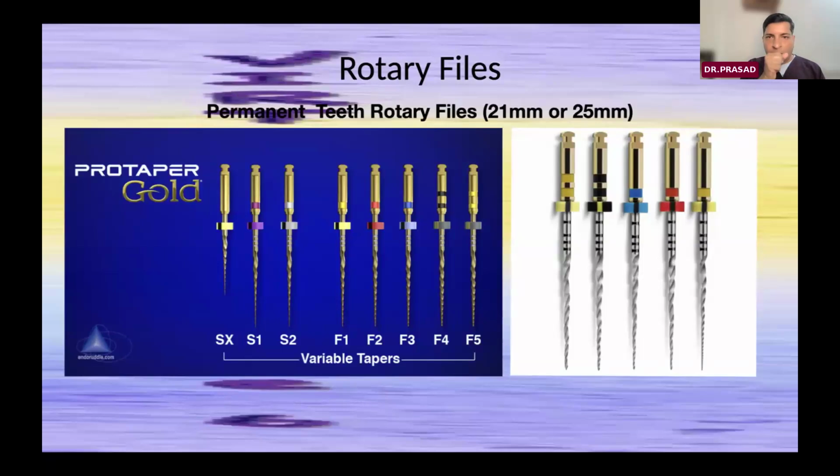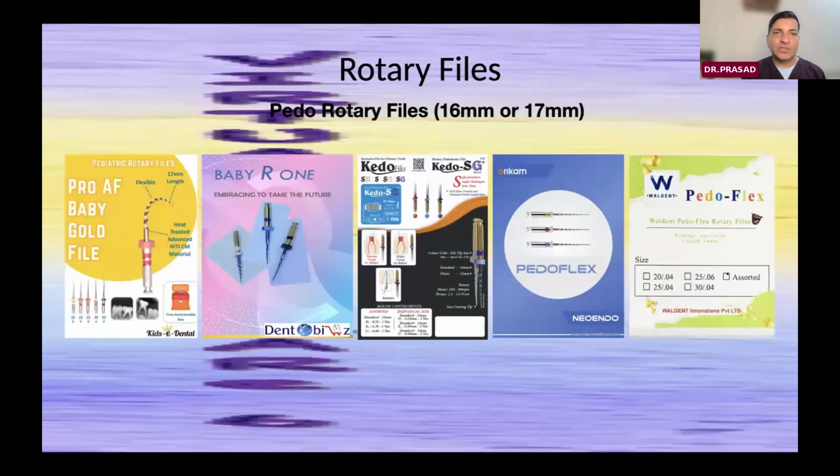wire free. Now, as far as rotary files are concerned, if you want to use the permanent teeth rotary files, you can use any file system, which is 21 or 25 mm. 25 mm is generally not required for deciduous molars or deciduous anterior. 21 mm is more than enough. Or you can use the rotary files which are specifically introduced into the market. Many of the Indian inventors are there, and they are 16 or 17 mm long, and they are also a good option as far as rotary instrumentation in primary teeth is concerned.